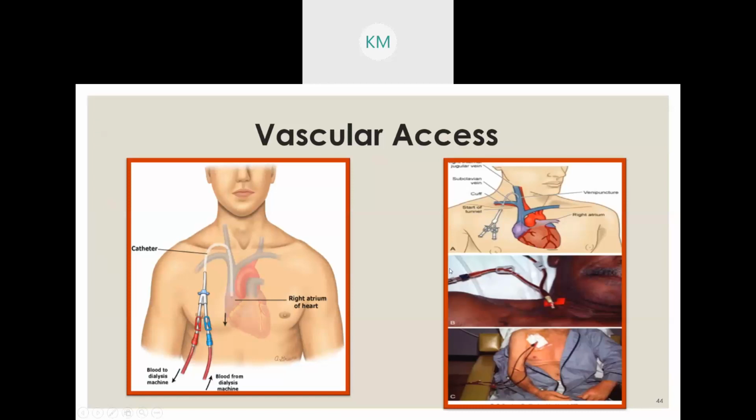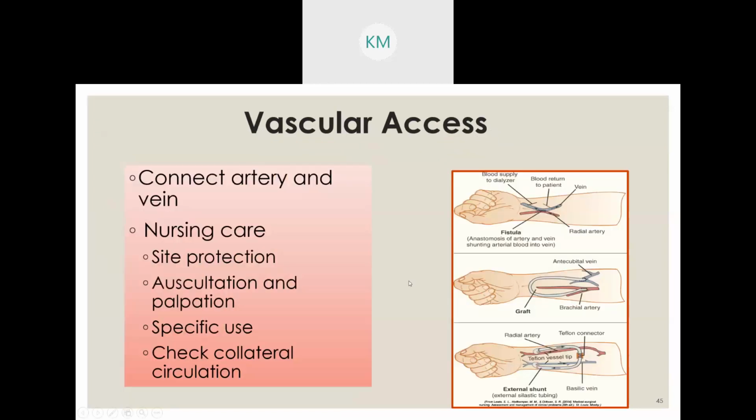The picture on the right here, this is called an IJ placement for a tunneled or cuffed catheter, if you remember that during our lecture before we left for COVID. B shows a temporary hemodialysis catheter, and C is a long-term hemodialysis catheter. Okay. The next slide is going to show you some more.